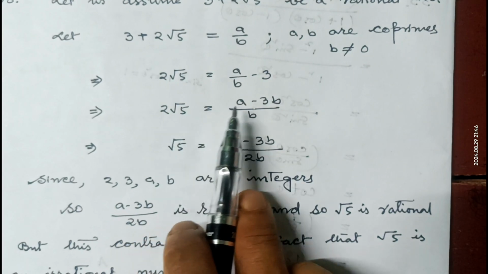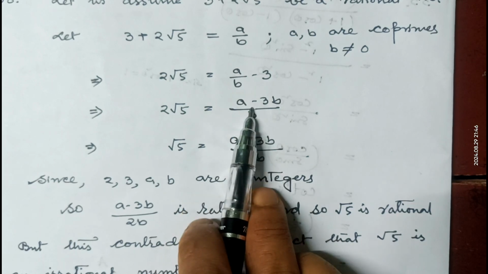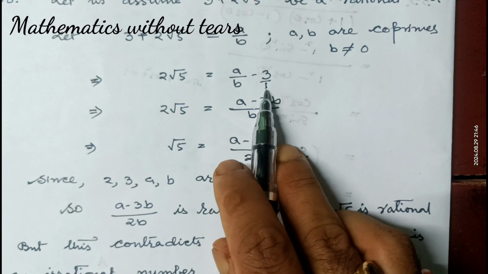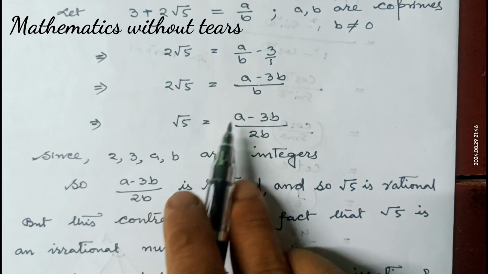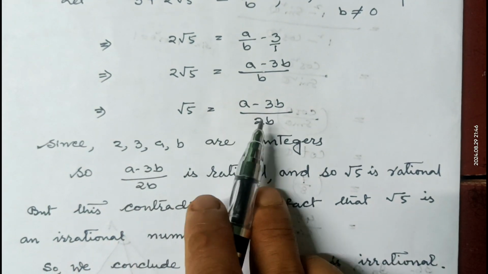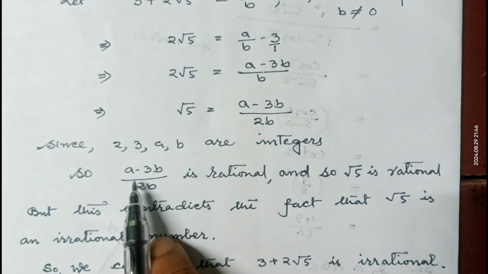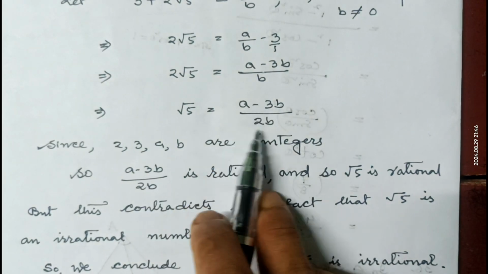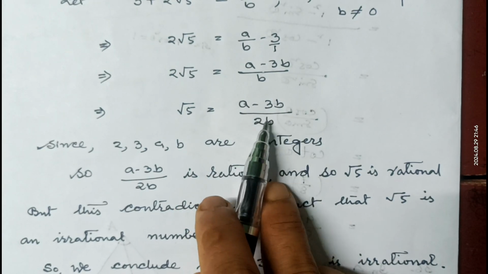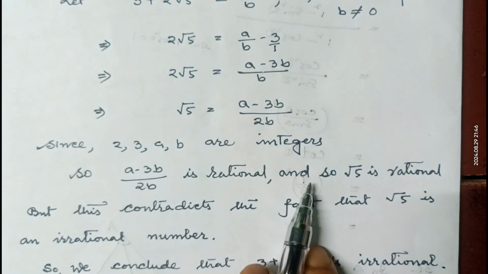So 2 root 5 equals, here b is the LCM, b divided by b is 1 into a minus, here 3 means 3 by 1, so b divided by 1 is b, 3 into b is 3b. So root 5 equals a minus 3b, and this 2 will come here, 2 into b, twice b. Now 2, 3, a and b all are integers. Since all these are integers, a minus 3b by twice b, this whole thing is rational because the numerator is an integer, the denominator is an integer and not 0. Since this part is rational, that means root 5 is also rational.